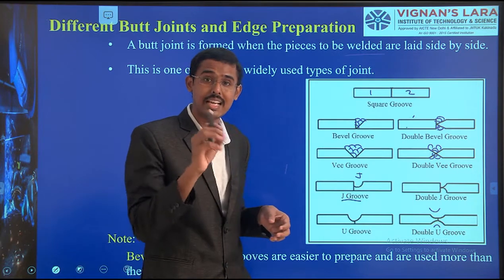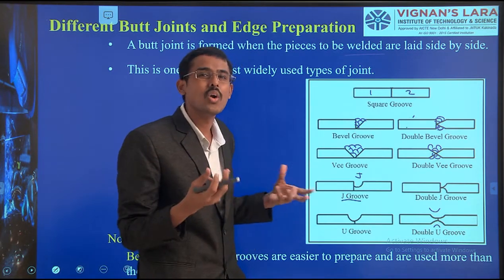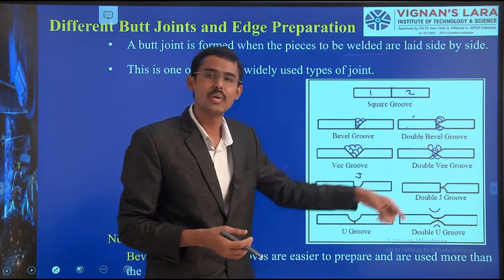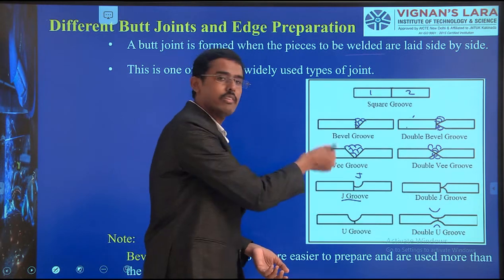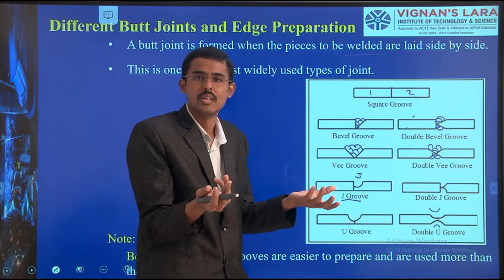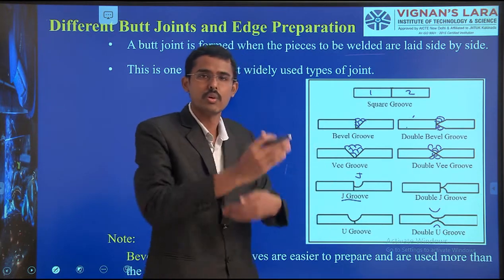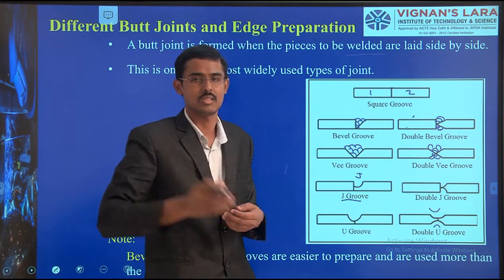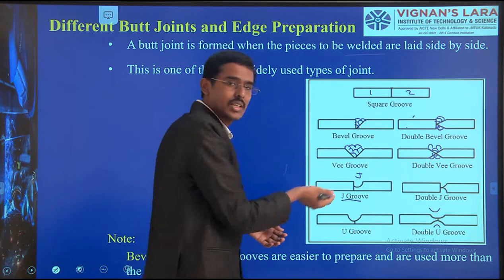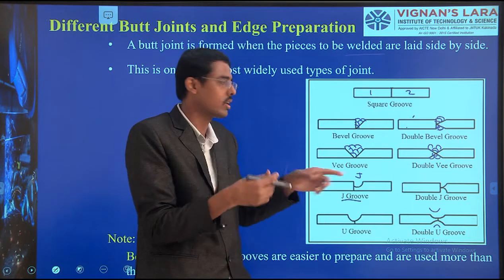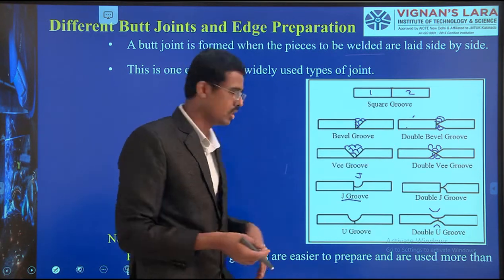We have to select for thin, there is no need to go for the double bevels, double V, no need, because when we are welding on a single side itself, no distortion will come. Wherever distortion comes, there we go for double, there we go for U and welding to avoid distortions. If it is not coming, why would we necessarily go for double V for small thickness? No need. Okay? So that is how.